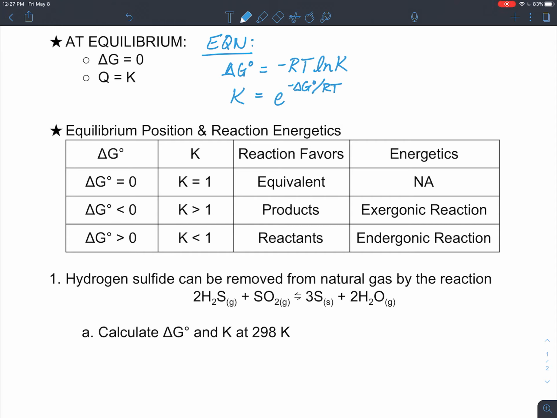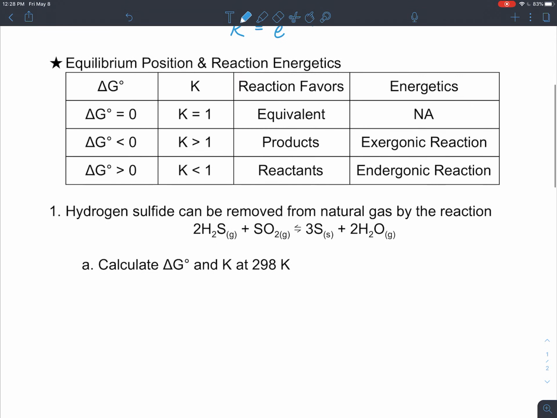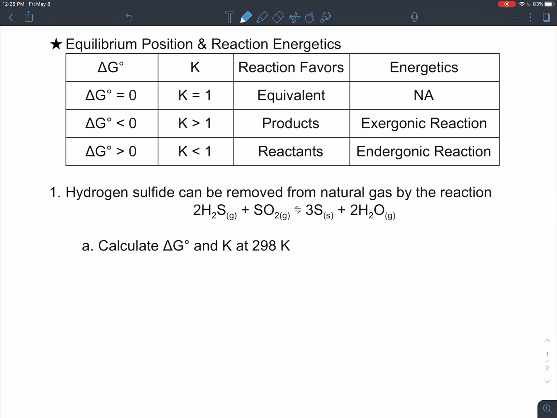And you can plug that into a generic equilibrium constant expression if you ever forget those, and look at how that might work to see which way it would favor. So let's go ahead and take a look at a situation here where hydrogen sulfide can be removed from natural gas by this reaction, and we're asked to calculate delta G and K at 298 Kelvin.